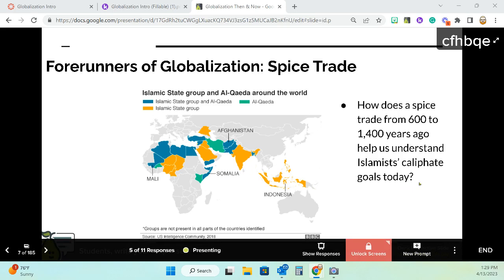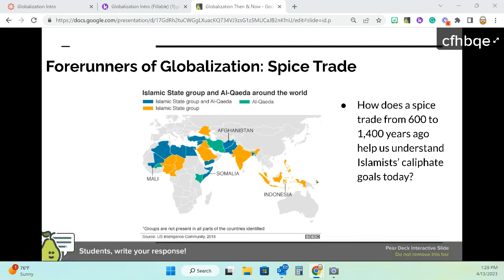This helps us understand the goals of the Islamists today, because now a lot of people can understand, oh, well, they would want this part because that's the heartland historically of Islam. Maybe you know a little bit more, well, there are a lot of Muslims in India and, of course, Pakistan and Afghanistan. But where people start to have questions is, well, why this? When most people think of Southeast Asia and religion, they think of Buddhism. But Indonesia is different because of the spice trade.